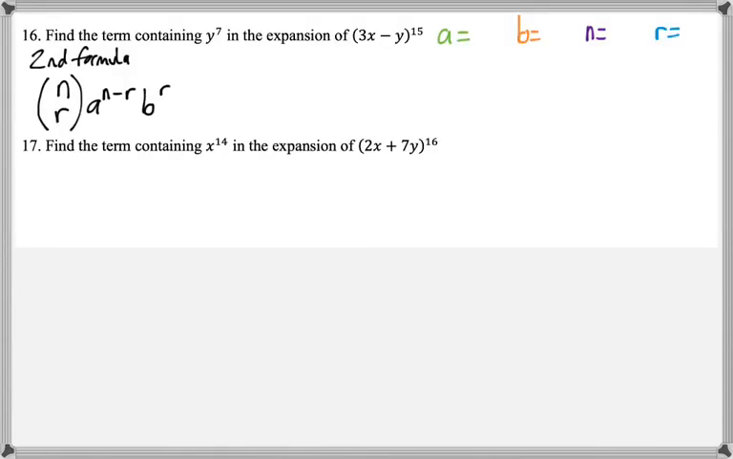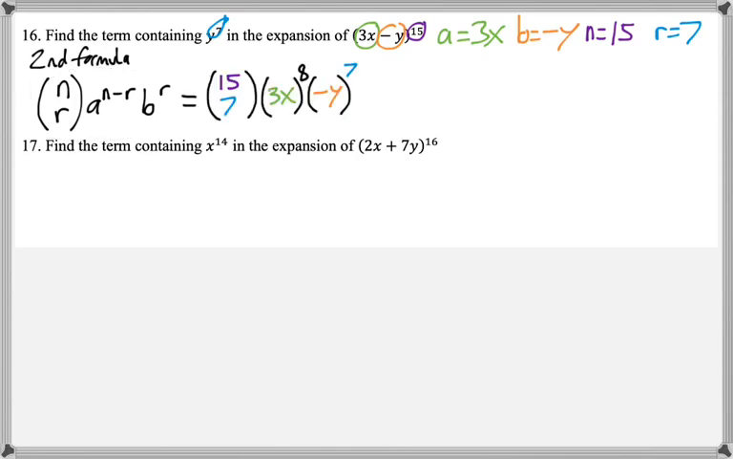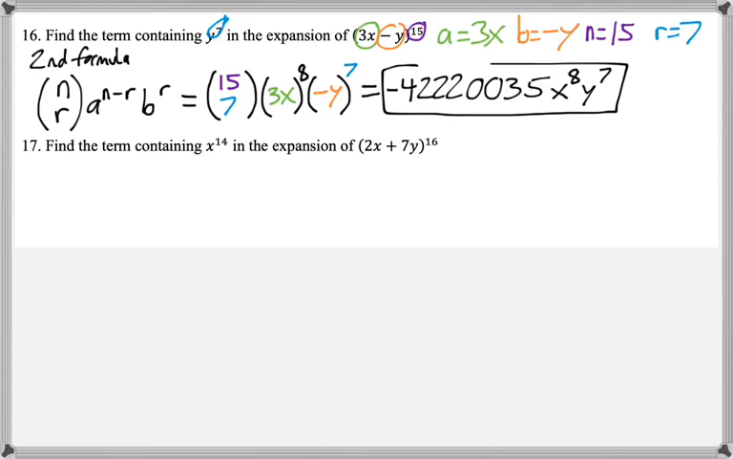So my a is 3x, my b is negative y, my n is 15, and my r is 7. So I want to plug that information into the formula, and that's going to look like this. And then I want to simplify, and this will be our final answer.